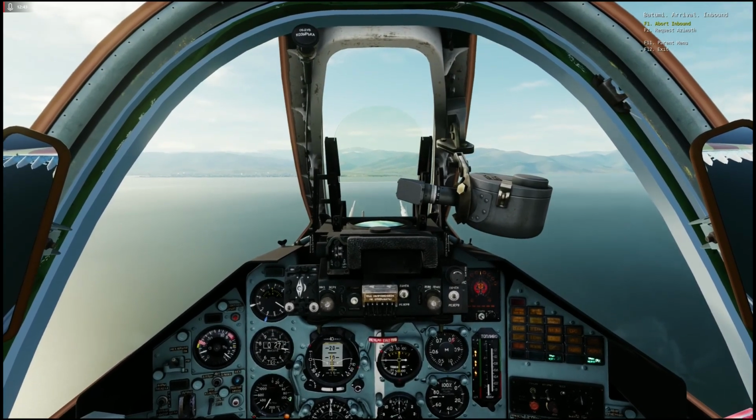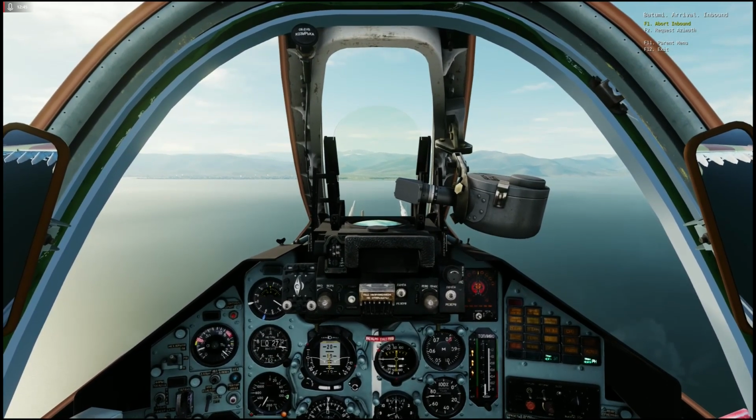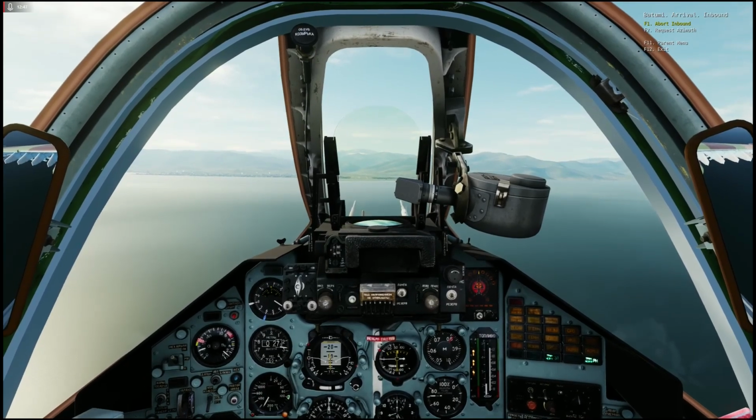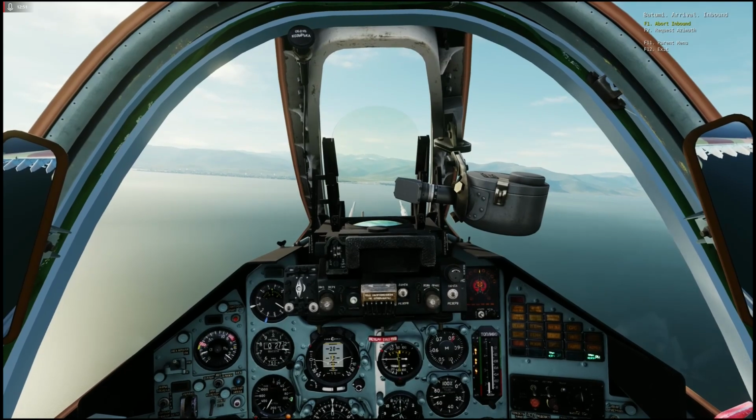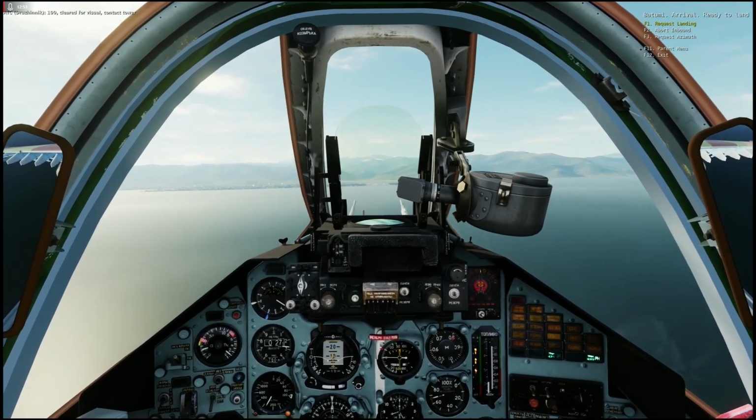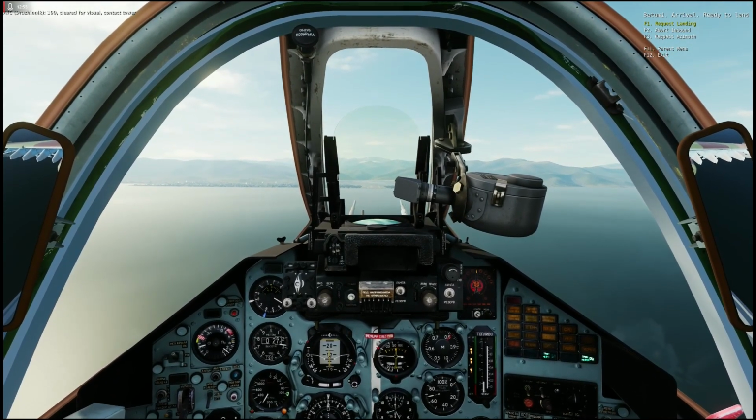Descent is on level. Trimming, trimming, trimming, trimming. A little to the left. Speed is fine, 350. 1-0-0. Работайте с посадкой.